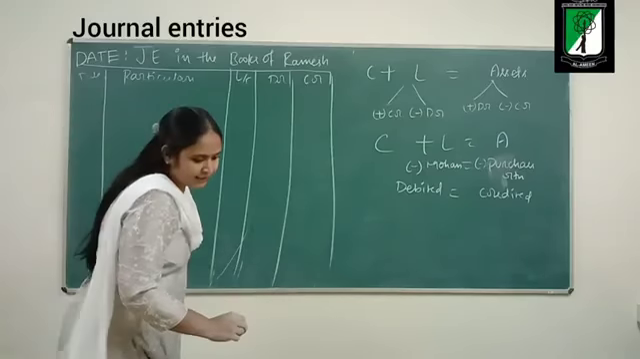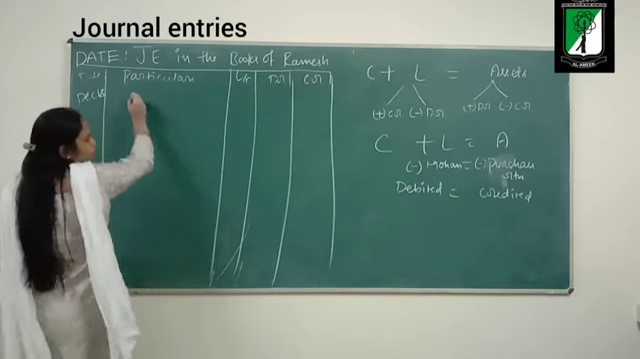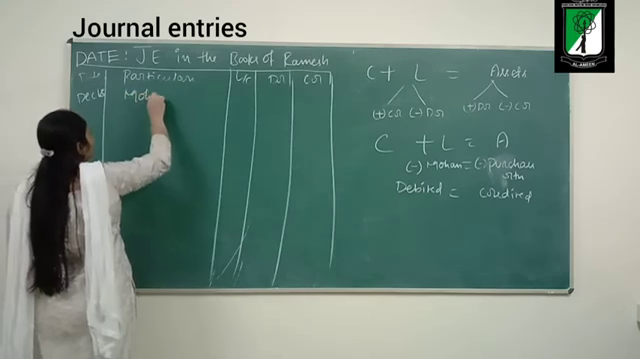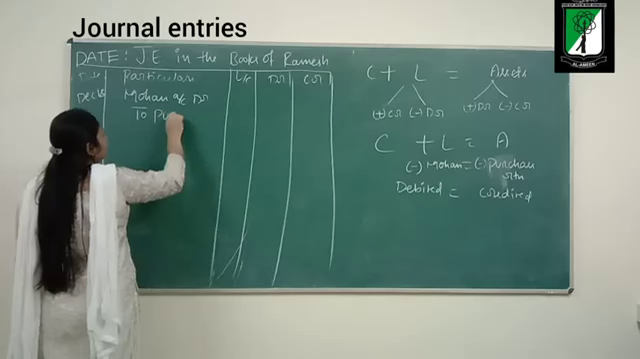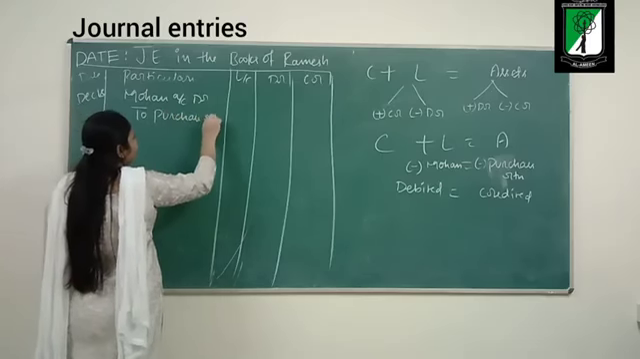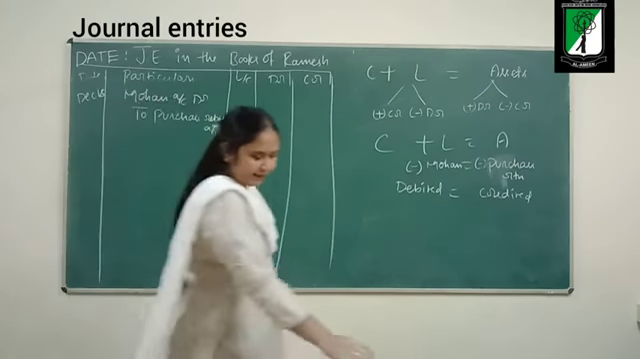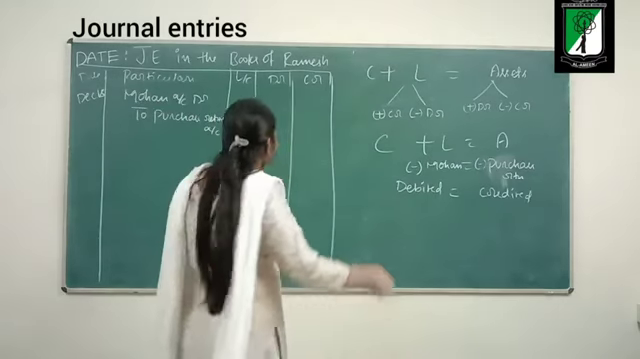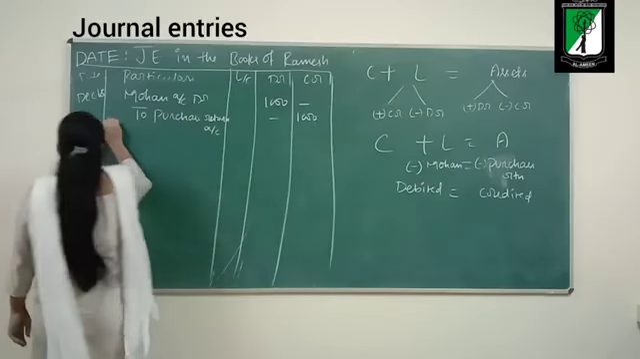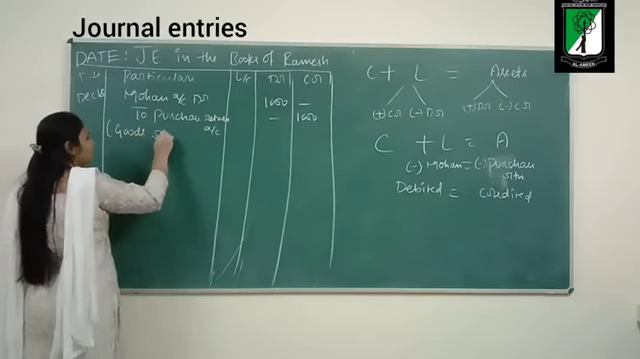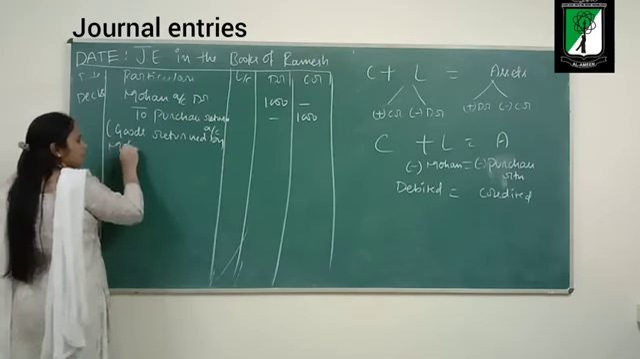What is the date of the transaction? December 18. So Mohan account debit to purchase return account. What is the value of the goods being returned? It is ₹1000. Narration: goods returned by Mohan. Okay, so this is the entry.